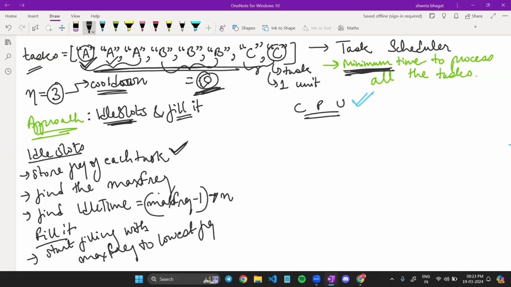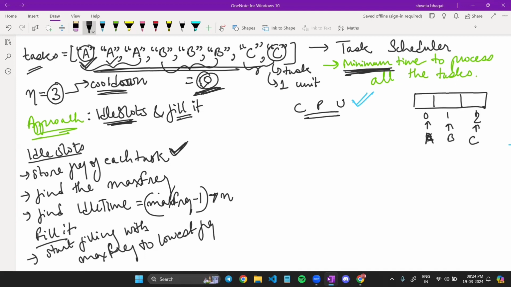So what is the first step? First is to find the frequency. So we will create a vector to store frequency. Let's say in the 0th index, we will be storing the frequency of A. In the first index, we will be storing the frequency of B. And in the second index, we will be storing the frequency of C.